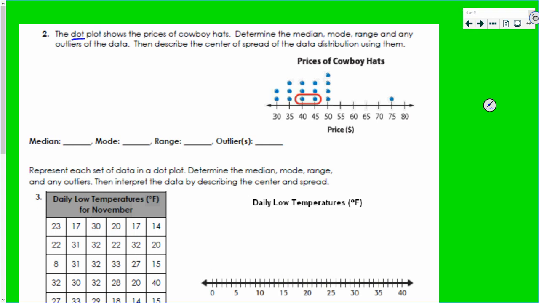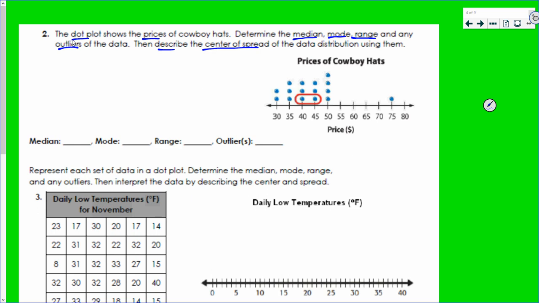So now I have a dot plot that shows the prices of cowboy hats. They've already done the dot plot for us. The nice thing is now all we're going to do is analyze. So we're going to figure out the median, mode, range, and any outliers. Then we're going to describe the center and spread of the data distribution. So, first off, let's count how many we have. So I got 2, 4, 6, 8, 10, 12, 14, 16 data points.